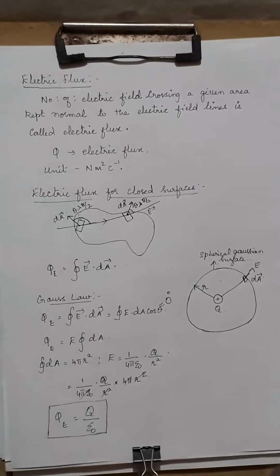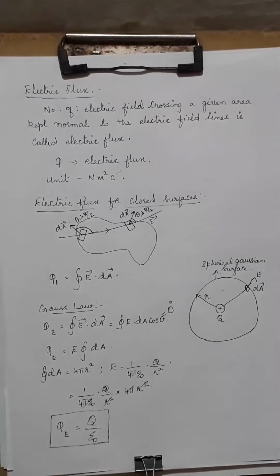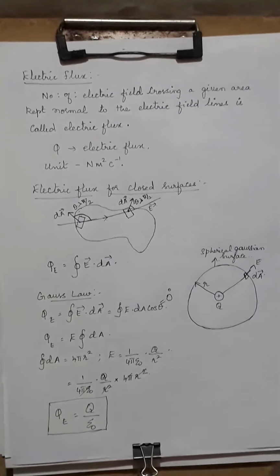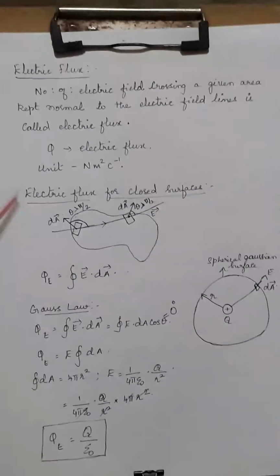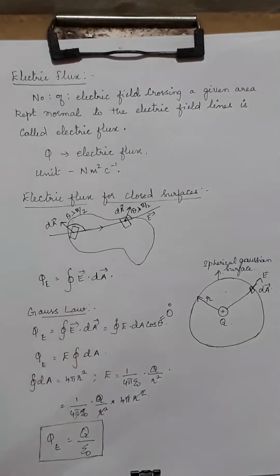So whatever you have learnt is the first and second part of chapter 1, children. That is, electric field is the first part, electric potential is your second part, the third part is electric flux and Gauss's law, and the fourth part will be capacitance.